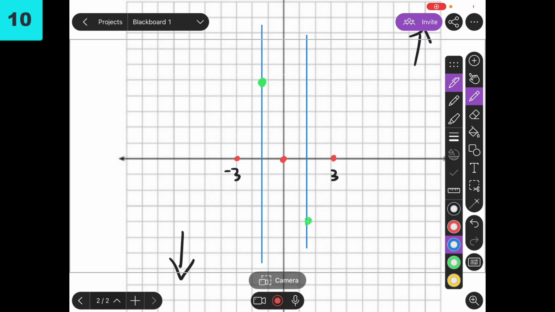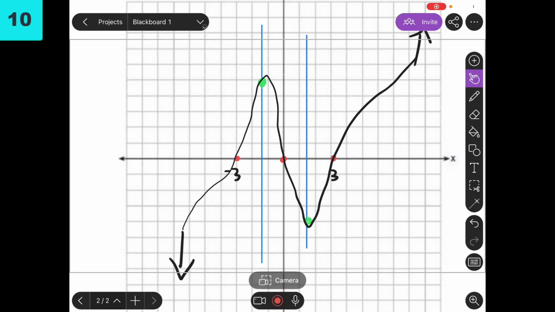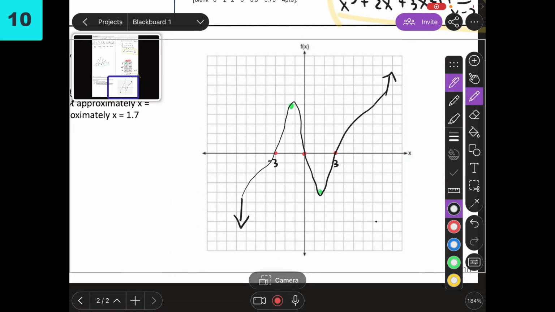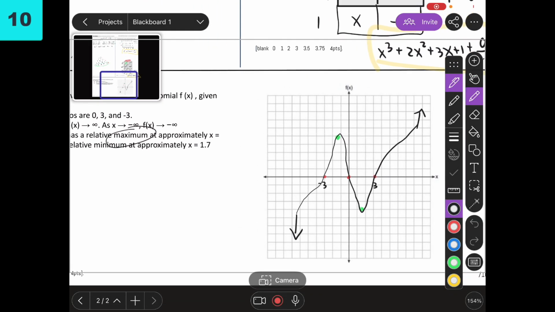So now I can just fill in the blank. So I can just connect these, and I can go like this, and like this, and eventually it just goes like that. Again, it doesn't have to be perfect. As long as you get the idea, you get something that looks like this. And that's pretty much my graph.